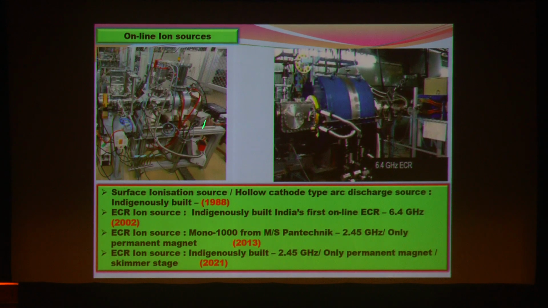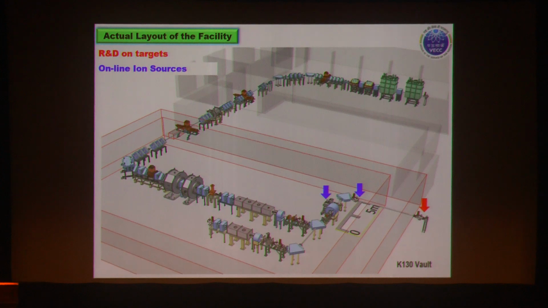This is one ion source which has been built just last year. This is one of the oldest ion sources, which was built in 2002. And then we have another ion source of this type, built around 1988. Three of them are here, and the fourth one is the surface ionization hollow cathode type of ion source. So we have been working on all these ion sources for many years now.